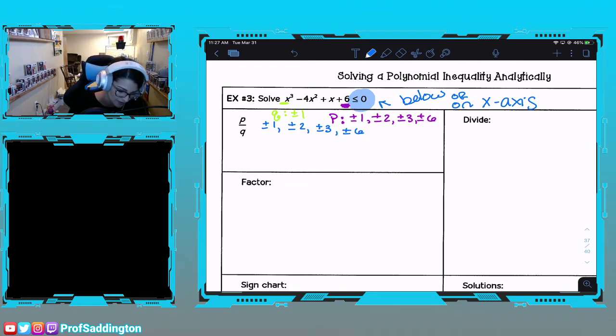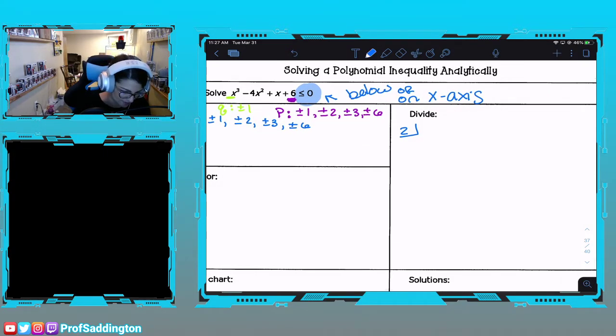So let's try 2. 1's boring, so I'm going to go with 2. I'm going to try positive 2, because why not? So recall synthetic division. We're going to write our coefficients down. So we have 1, negative 4, 1, and 6. And that first term comes down. I put my little box for my remainder.